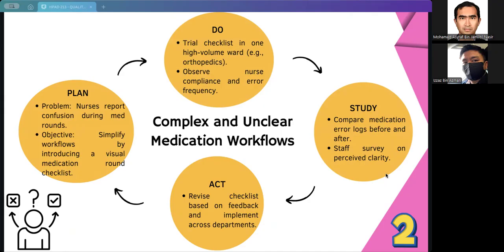And then on the act component, once we gather feedback, we will revisit the checklist accordingly and aim for the department-wide implementation. On the third root cause, it is under insufficient training and error prevention.